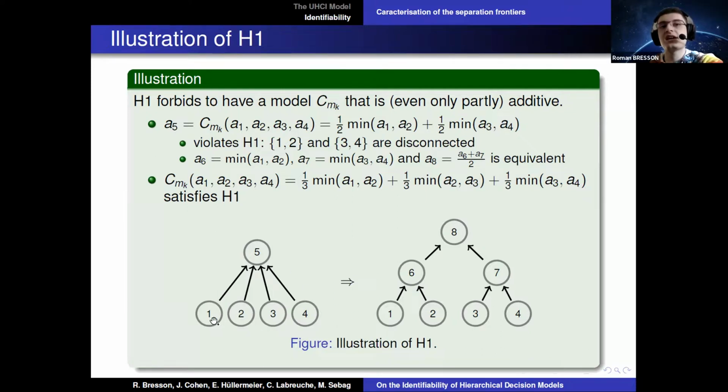Here you have an aggregator with 4 children, with 2 subsets that are not joined by a min, because A1 and A2 are joined, A3 and A4 are joined, but the set A1, A2 and the set A3, A4 are not joined. So you can rewrite this more complex aggregator as 3 very small aggregators, and then all of the nodes respect H1.